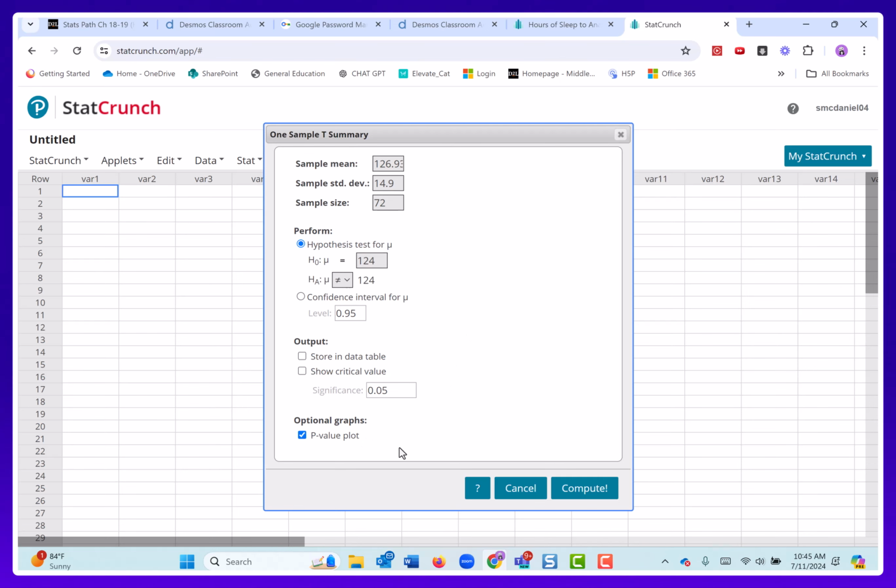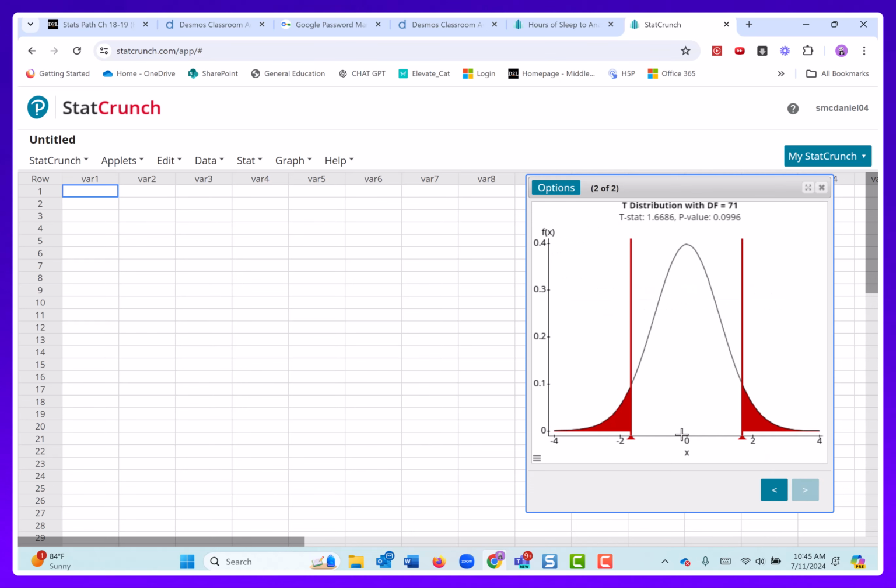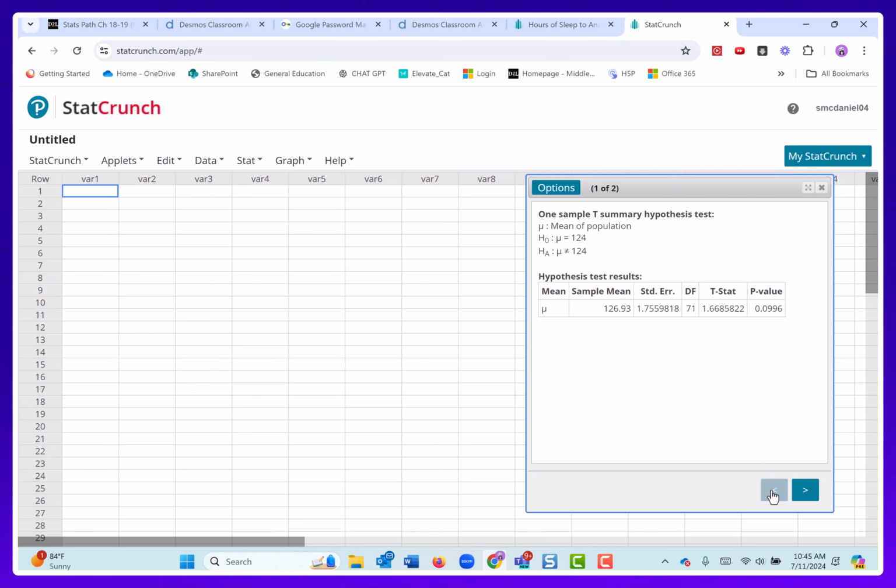I like a good p-value plot. So here we go. I can click over here. So I'm getting both tails here. So we got a p-value of 0.0996, or basically 0.1. Here's our sample mean. Here's our t-stat. So you'll copy and paste those over.